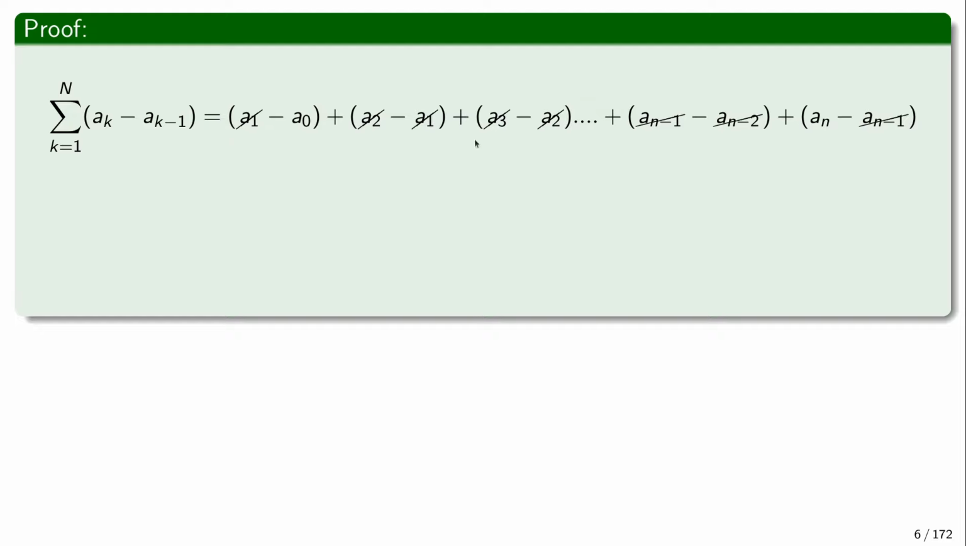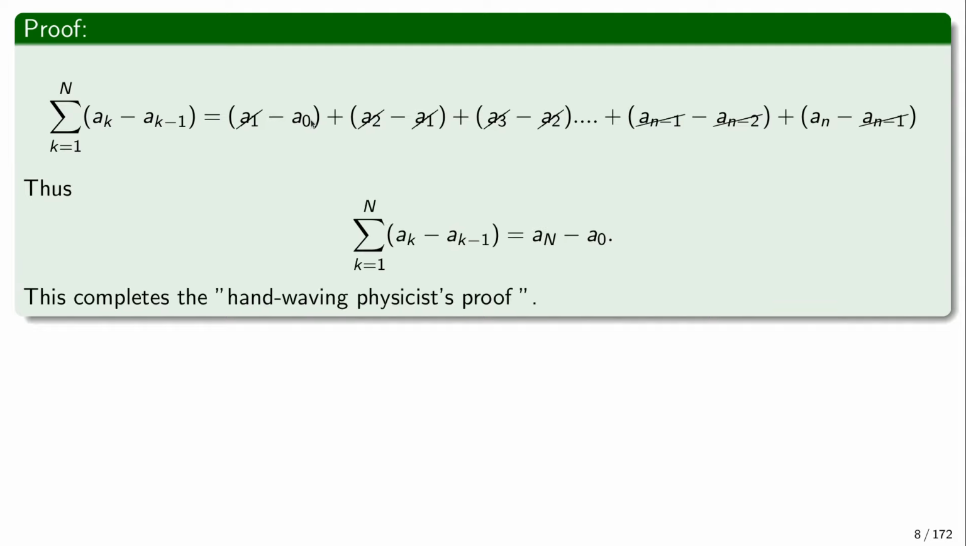This is essentially what I've said verbally. If I were to add another term here, then this a2 would reduce with this a2, and then this a3 will be reduced with a term here. So essentially all the terms will get cancelled out except for an and a0. Therefore, the hand waving proof says that this is the sum.